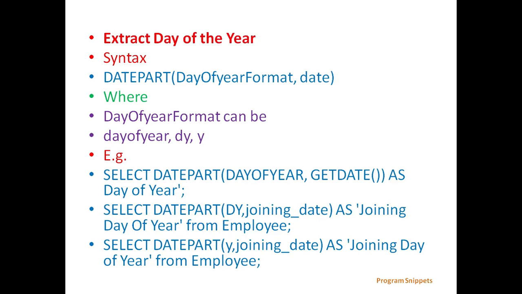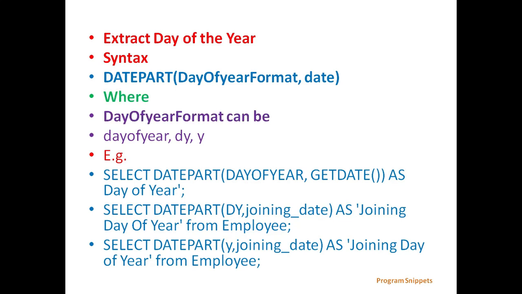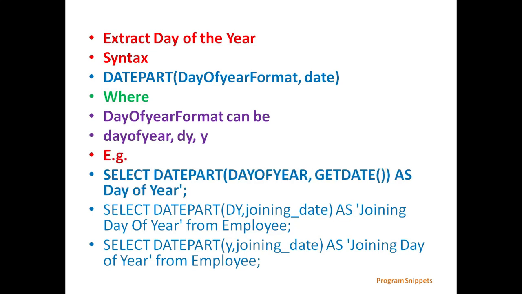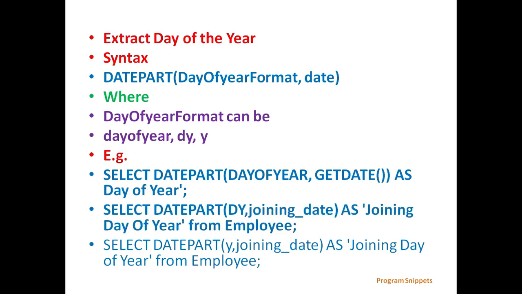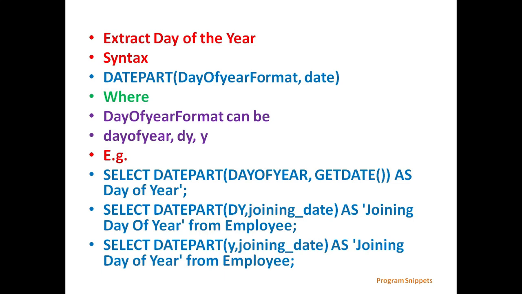Next is extract day of the year. General syntax is DATEPART with parameters day of the year format and date, where day of year format can be dayofyear, dy or y. For example, if we give the query SELECT DATEPART with dayofyear, GETDATE(), it will return the day of the current year. We can use it with the table also. So SELECT DATEPART(dy, joining date) will return the day of the year of the joining date. We can also use y to extract the day of the year.